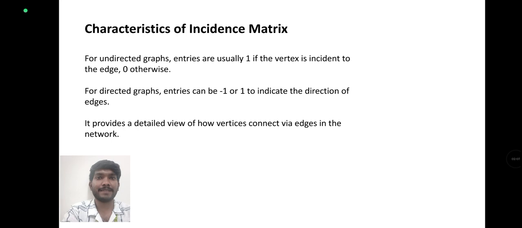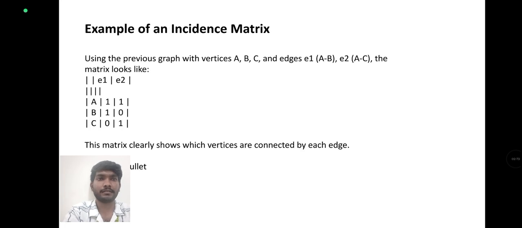Characteristics of incidence matrix. For an undirected graph, entries are usually 1 if the vertex is incident to the edge, or 0 otherwise. For a directed graph, entries can be 1, -1 or 0 to indicate the direction of edges. It provides a detailed view of how vertices are connected via edges in the network.